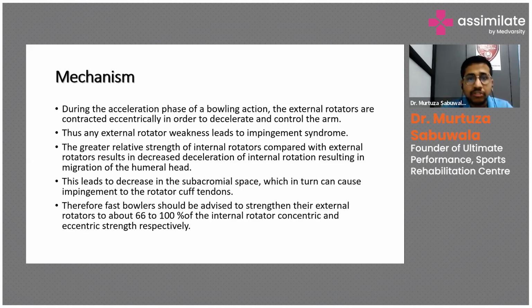Therefore, the fast bowler should be advised to strengthen their external rotators to about 66 to 100% of the internal rotator concentric and eccentric strength respectively. At the end of the video, I'll be showing you the common exercises which can be incorporated for the shoulder joint to prevent injury.